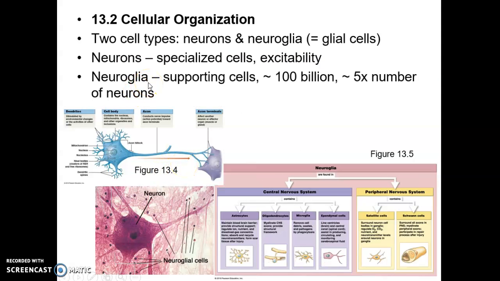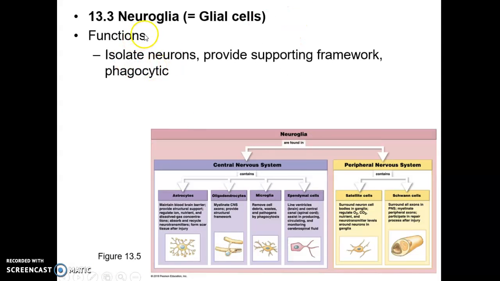So the neuroglial cells, or the neuroglia, are the supporting cells. And you have a lot of them, about 100 billion in total, about five times as many as your neurons. So that means we have about 20 billion neurons that actually do the integration, processing of information, receiving input, and sending out motor commands. But you have many more neuroglial cells. And your figure 13.5 tells you what they do. Some of the basic functions: they help isolate neurons, they provide a supporting framework, they're phagocytic, an immune system type of function.